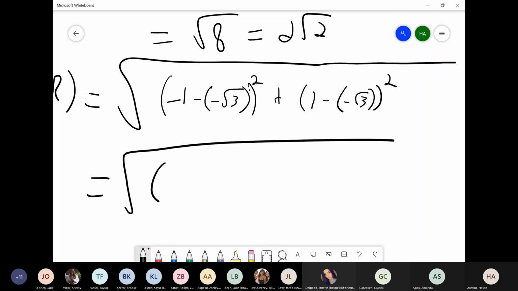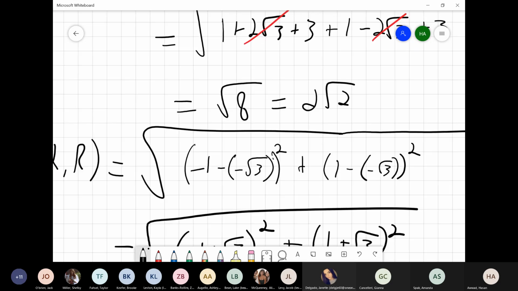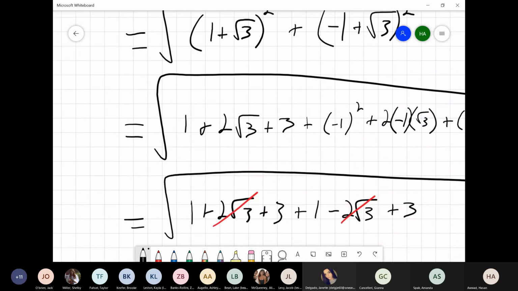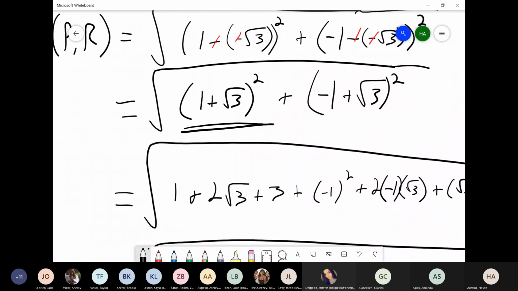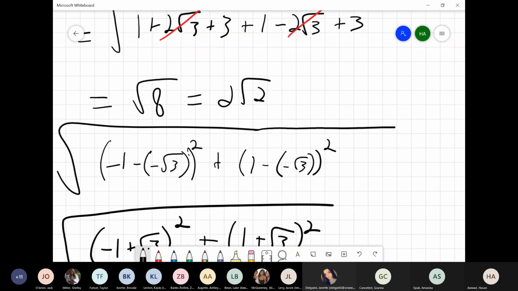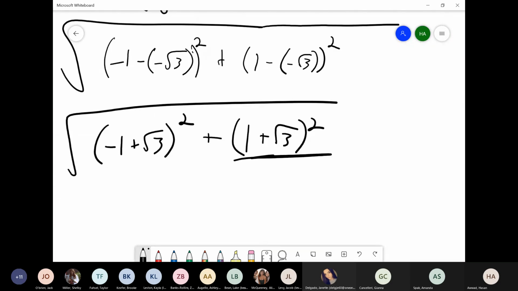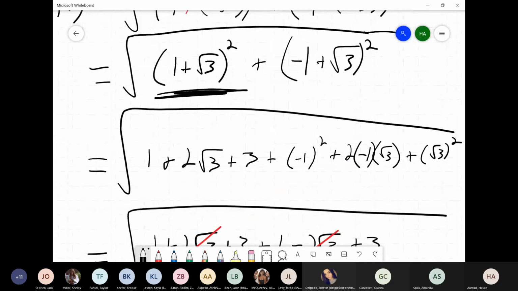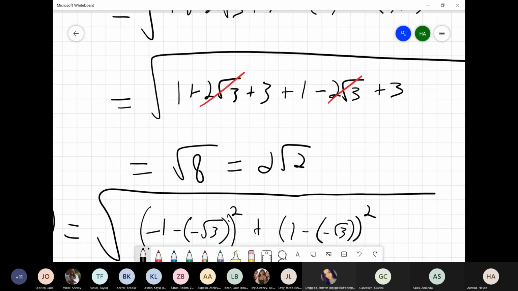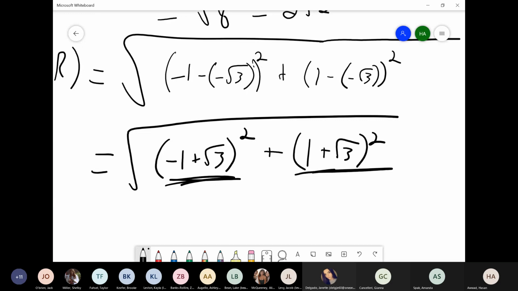So we're going to have -1 plus square root of 3 squared. And over here, we're going to have 1 plus square root of 3 squared. And again, you look back at what we had over here, and we see we have the same exact terms, right? 1 plus square root of 3 squared, 1 plus square root of 3 squared. And we have -1 plus square root of 3 squared, and -1 plus square root of 3 squared, right? All that happened is that they just kind of switch places in the addition.